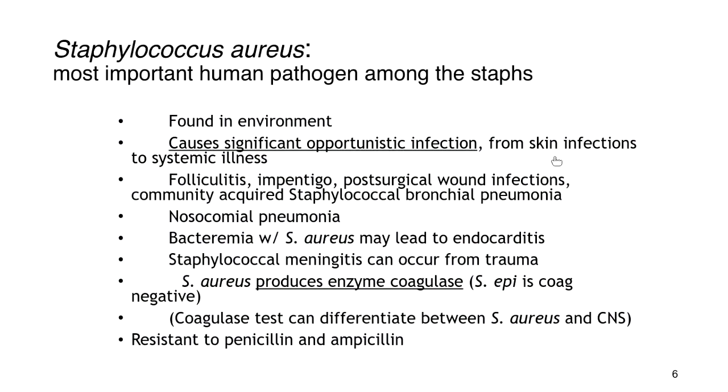So, secondary: folliculitis, impetigo, post-surgical wound infections, that's really critical in our animal care, and community-acquired staphylococcal bronchial pneumonia. Community-acquired, or we might have a nosocomial pneumonia.